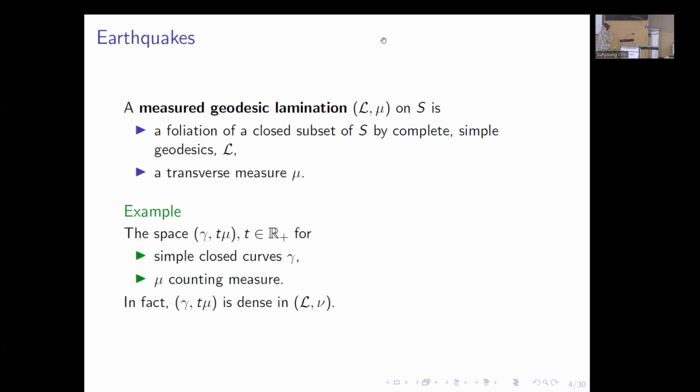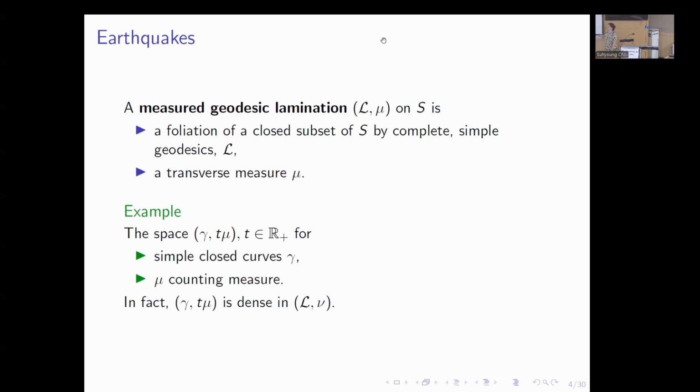And it's been proved by Kerckhoff that when we think about earthquakes here, it makes sense to think about them just on these simple closed curves. And then because of this density result, we can extend them to any measured geodesic lamination. So we can keep the picture that we had before in mind, just thinking about these simple closed curves. Okay. So this was in generality for any surface. Well, we're looking at the punctured torus.